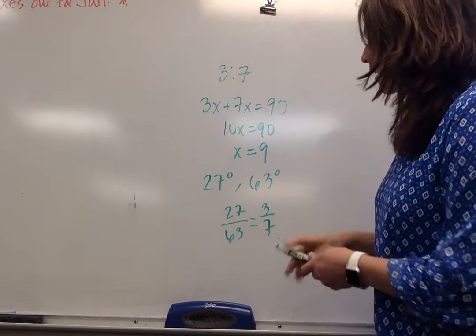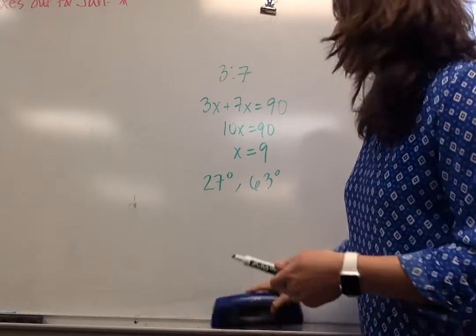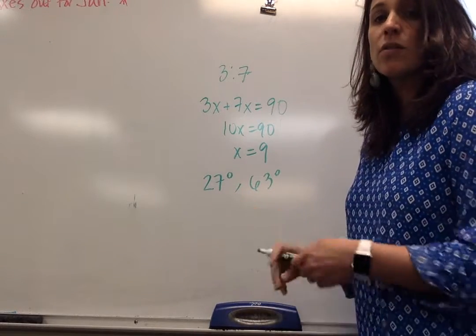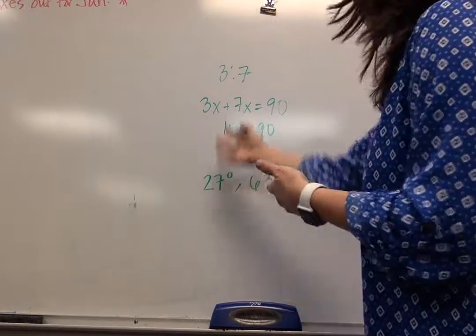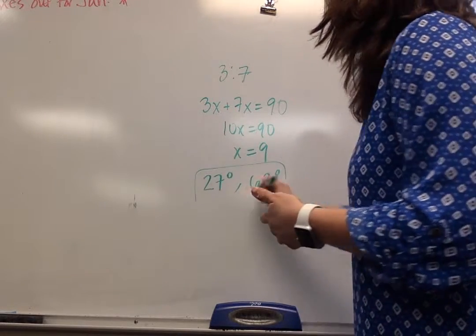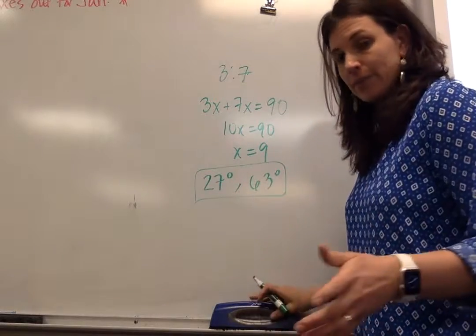So it's still in that ratio of 3 to 7. They both add up to 90 degrees. So this is the correct way to set it up. And these are my two angles of the complementary angles.